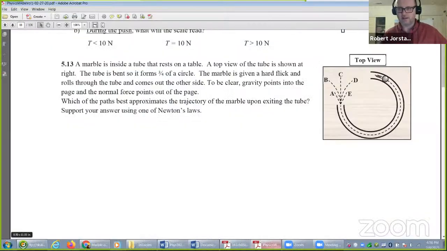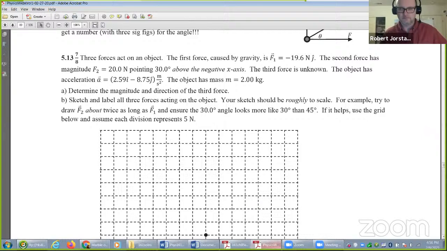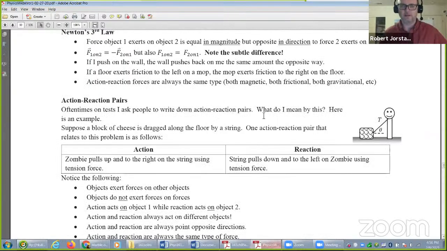Let's go to page 88. Just skip around a little bit.